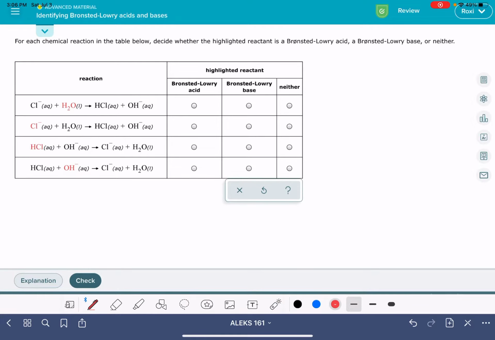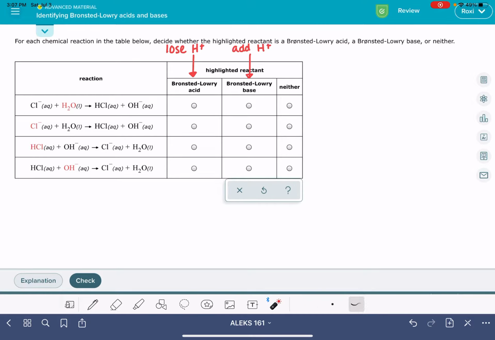So just going to start with a reminder of what it means to be a Brønsted-Lowry acid or base. A Brønsted-Lowry acid is a molecule that will lose an H and also a positive charge over the course of the reaction, and a base is a molecule that will gain an H and a positive charge over the course of the reaction. It's actually kind of tricky to start with this first reaction, so instead I'm going to start with the second reaction.